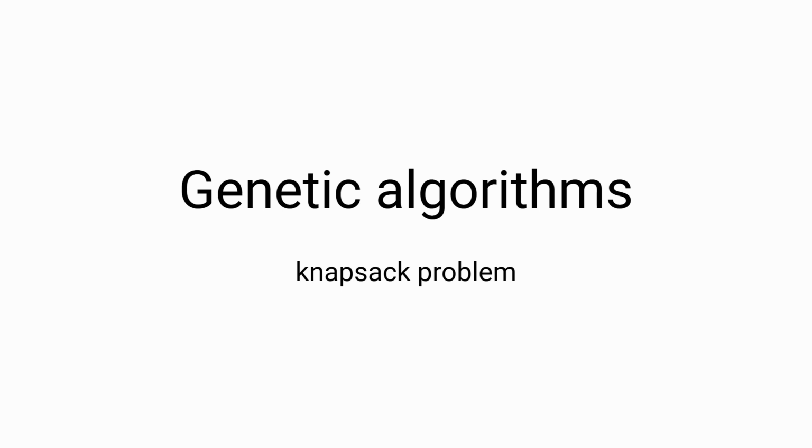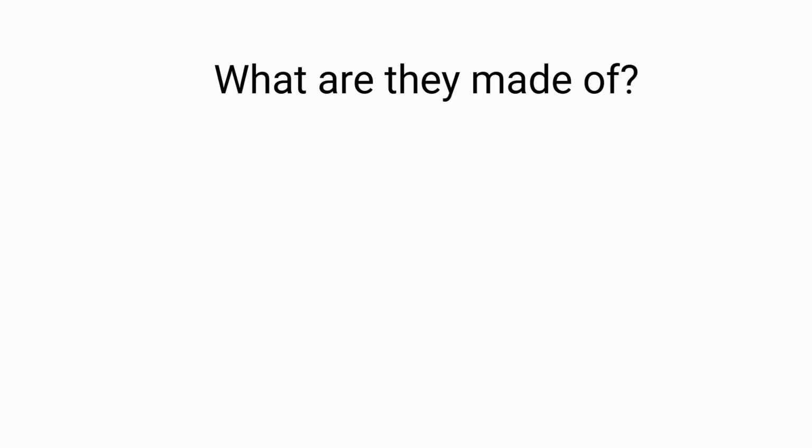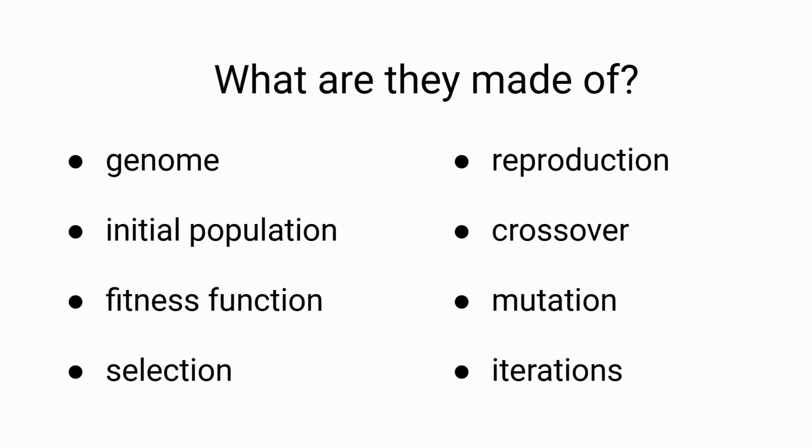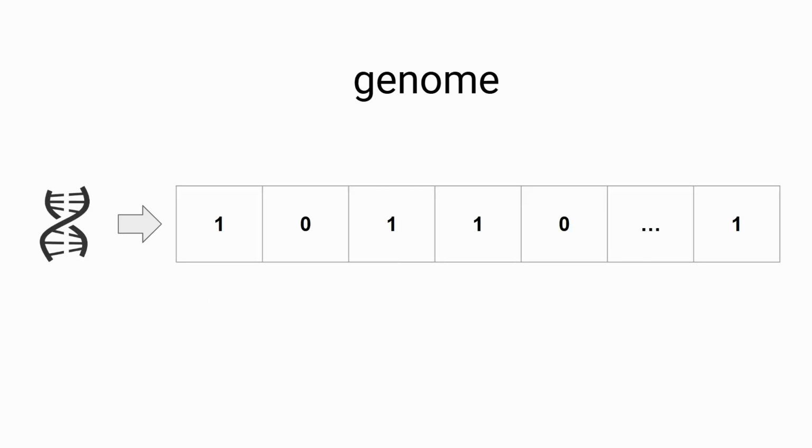Genetic algorithms consist of several key components that collectively form the entire optimization process. These include the genome, the initial population, the fitness function, selection, reproduction, crossover, mutation, and iteration. The genome is the basic representation element in a genetic algorithm, consisting of a string of bits, numbers, or other data. Each genome represents a single possible solution to the problem. Genomes are crucial because their structure determines the algorithm's ability to effectively search the solution space.